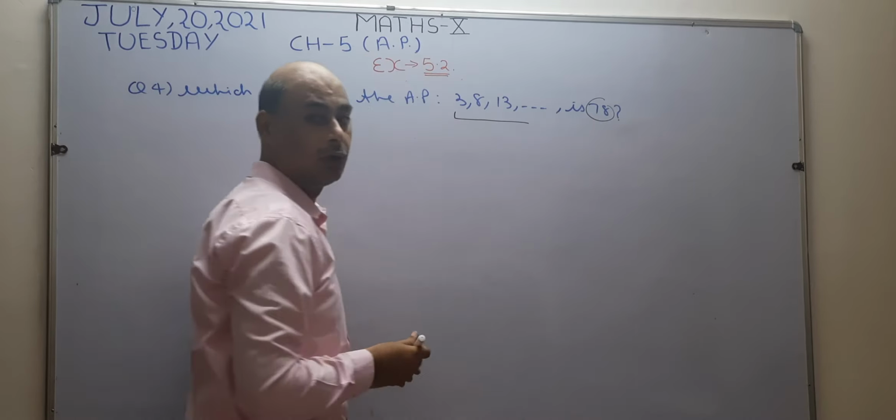Okay. Now, since the AP is given, whenever an AP is given, you have to find the value of A first. First term means the first term of the AP, 3. After that, you have to check the value of D. The formula for finding D is A2 minus A1. The value of A2 is 8, minus 3 becomes 5. The value of D becomes 5. Now, in this question, we are going to check which term 78 is in the given AP. So, I am going to suppose 78 is the nth term. I suppose 78 is the nth term of the given AP.